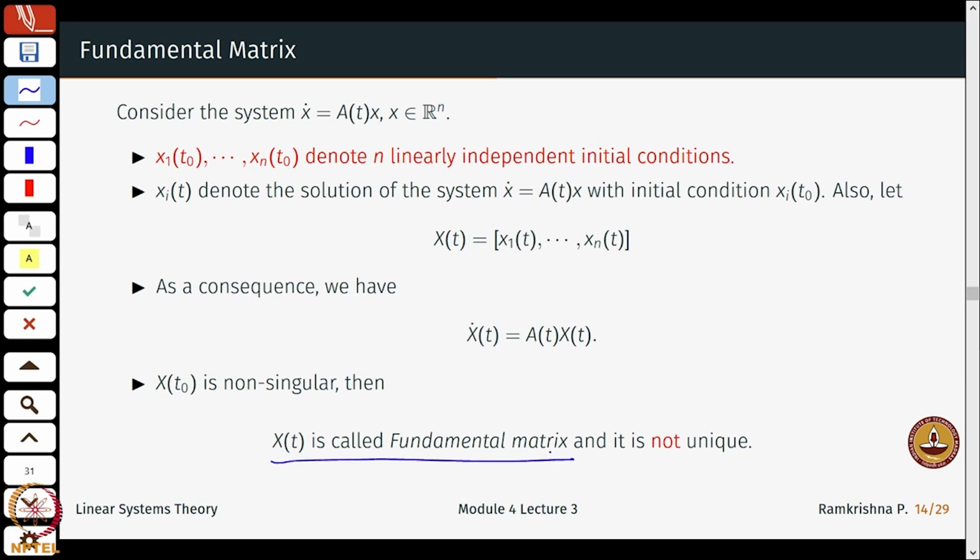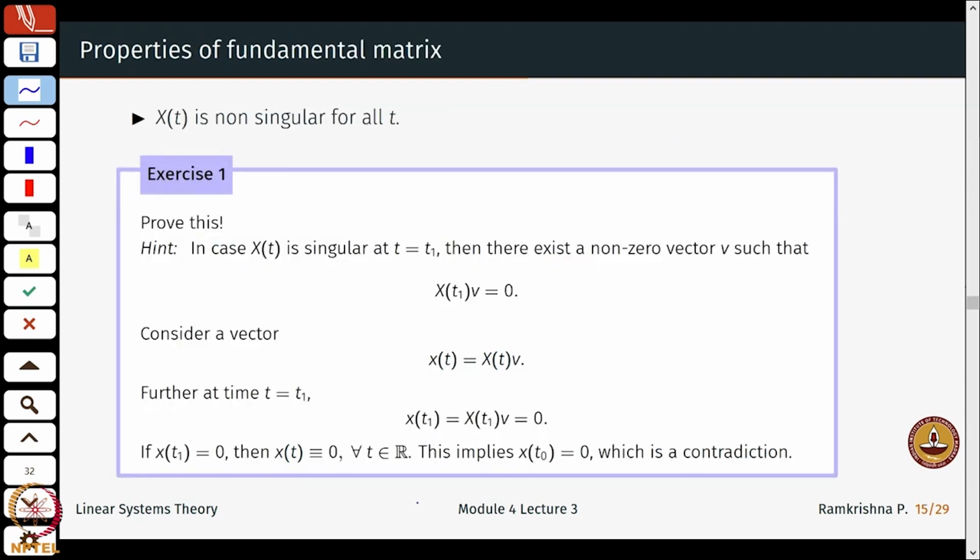The reason I also say that it is not unique is that I can choose any different set of n conditions, let us say x(n+1)(t0) till x(2n)(t0), whatever initial conditions in the state space, and that will give me a different capital X, and that will lead to a different fundamental matrix. So I call this a fundamental matrix, but it need not be unique.